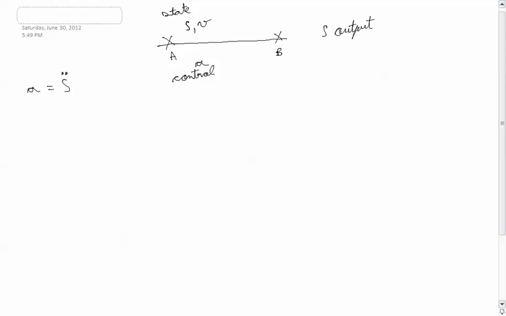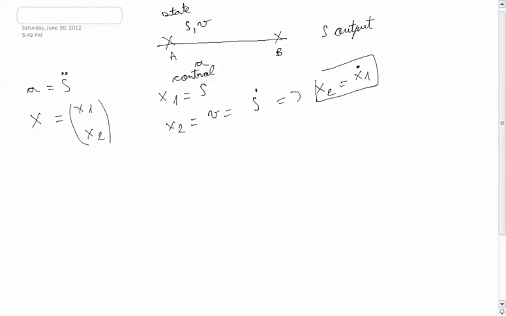So let's formalize this a bit. How do we formalize? First of all, the state X is equal to [x1, x2]. x1, let it be s. x2 equals v. This is what we know. Therefore, it means that x2 equals x1 derived. This is very important.